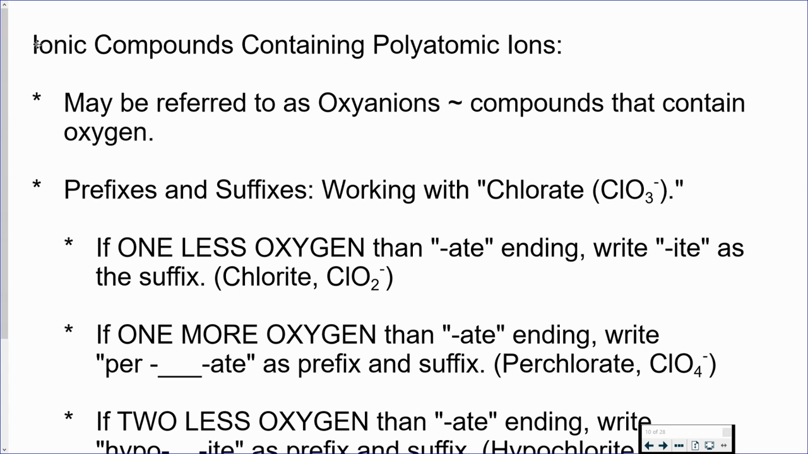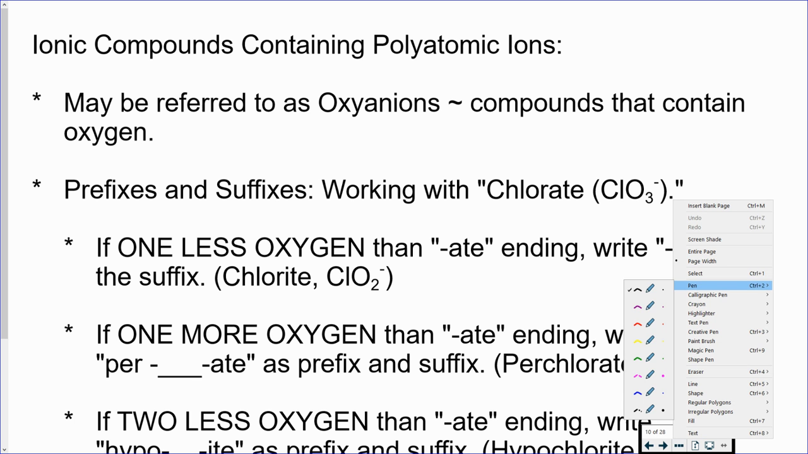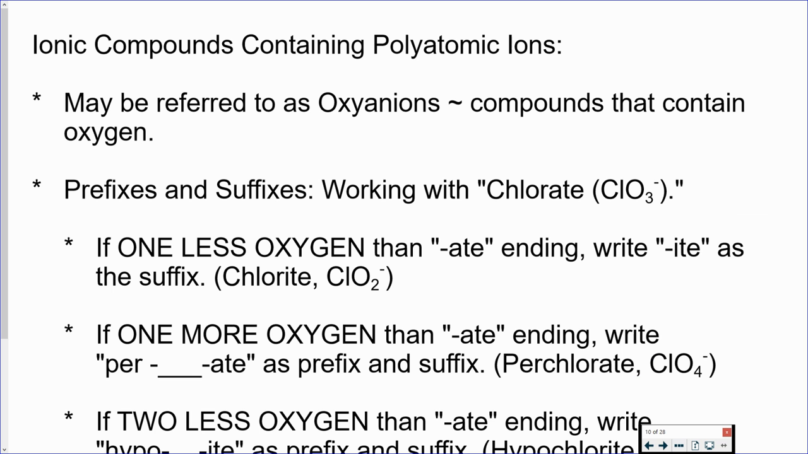Let's go ahead and talk about ionic compounds containing polyatomic ions. Well, if you are containing a polyatomic ion, you may find the polyatomic on the back of the periodic table in the upper left-hand corner. That is a nice little chart full of some commonly used polyatomics.